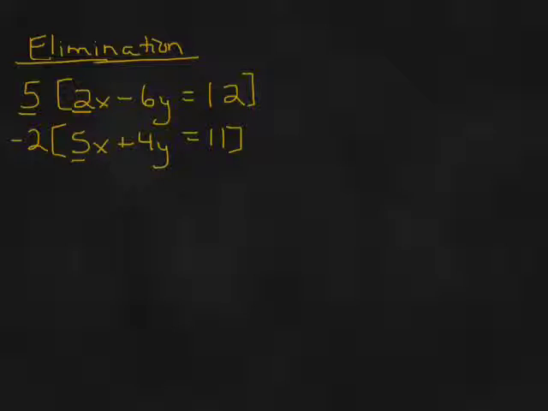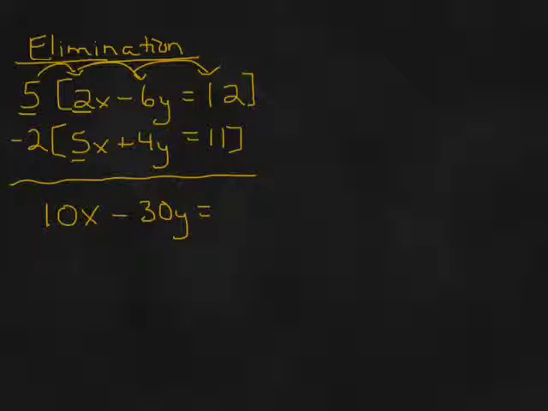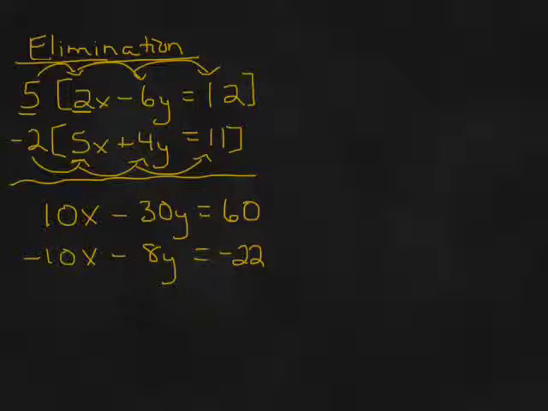Okay, let's multiply through. So we're going to distribute. So we're distributing both of these to everything. So 5 times 2, 10x, minus 5 times 6, 30y, equals 5 times 12, 60. And on the bottom, I get negative 2 times 5, so negative 10x. Negative 2 times 4 is negative 8y. And negative 2 times 11 is negative 22.